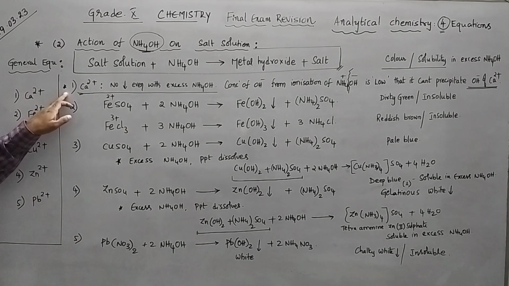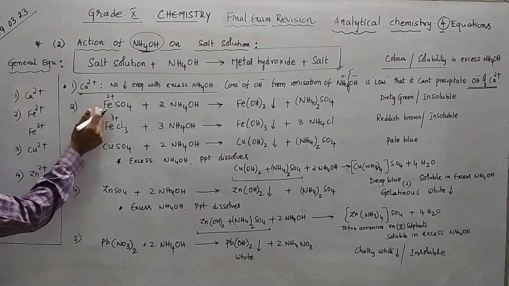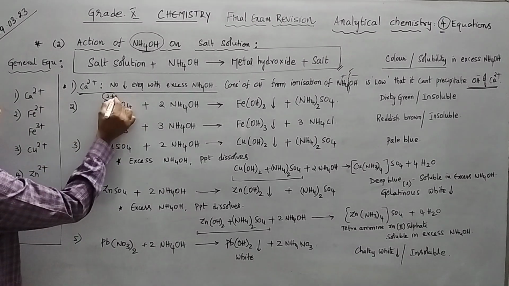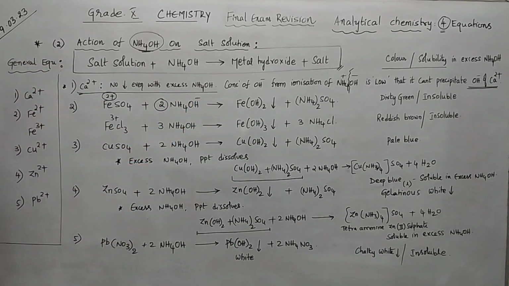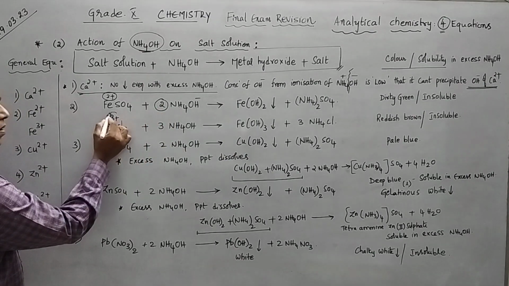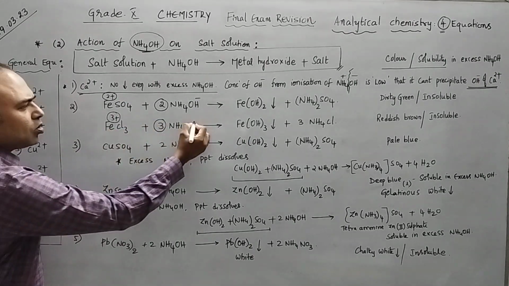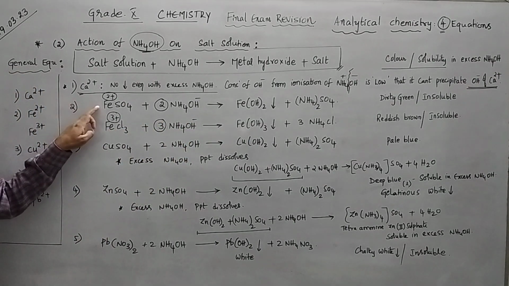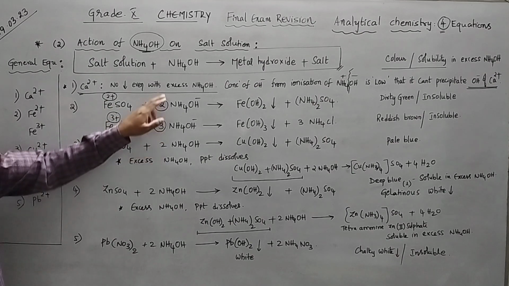Very important exception. But for the remaining ones, first, Fe2 plus, you take ferrous sulfate. Again, because it is 2 plus, we need to take 2 OH minus. That's why the coefficient will become 2 here. But here it is 3 plus, therefore the coefficient will become 3 to balance the 3 OH minus. Hope you have understood this. Fe2 plus 2 moles, Fe3 plus 3 moles. So we have taken this.